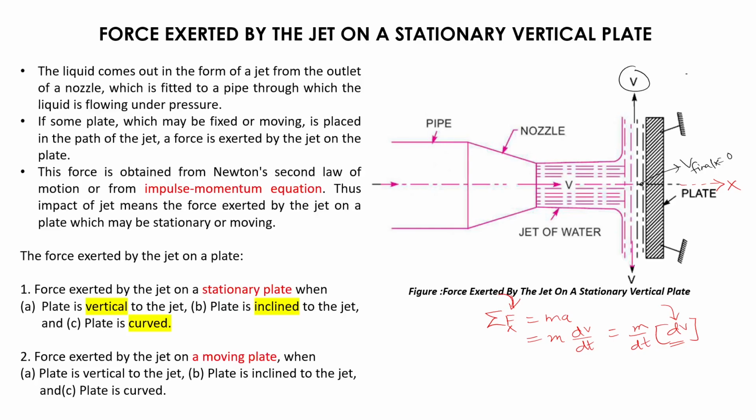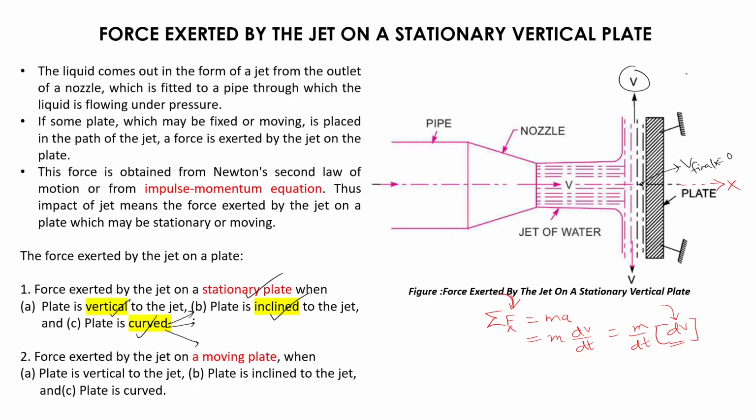So we will see in more detail. The force exerted by the jet on a stationary plate. There can be some cases: on the stationary plate, the plate can be in vertical direction, like the plate can be vertical to the jet. The plate can be inclined at a certain angle to the direction of the jet. The plate can also be curved, and when the plate is curved, there can be three more cases.